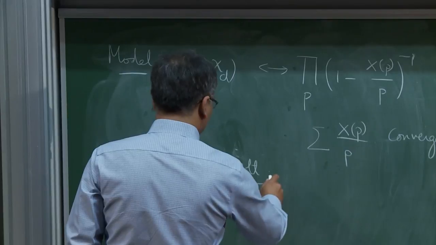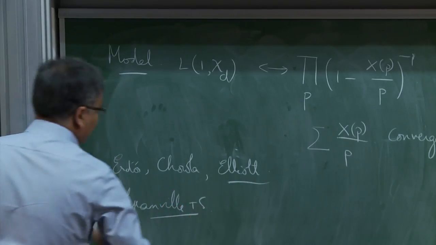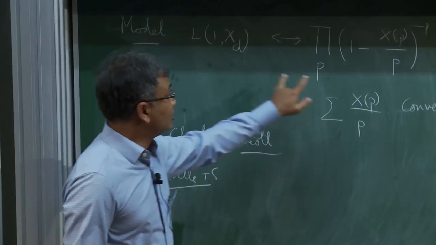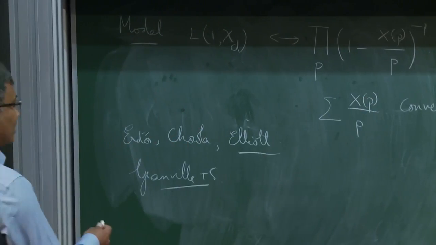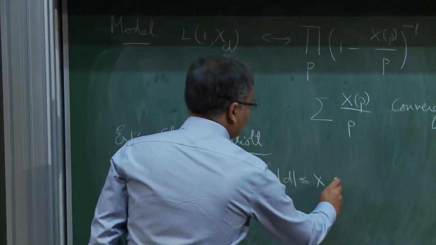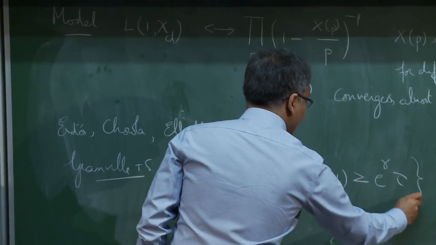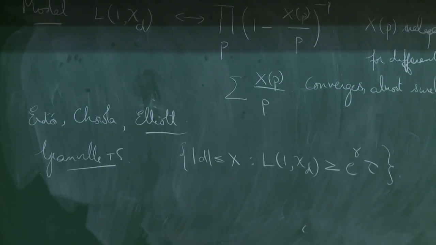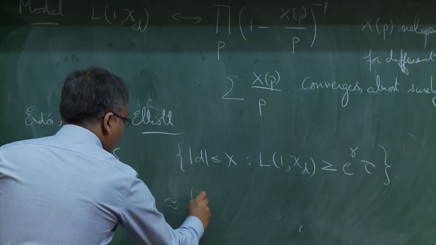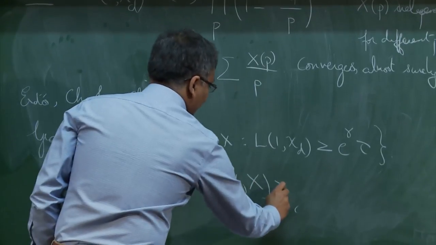And sometime back, maybe 10 years back now, Granville and I studied this carefully, trying to determine with what uniformity we can match the distribution of values of L1 chi d with the distribution of these random Euler products. So the way you do it is by computing the number of fundamental discriminants up to size x, for which L1 chi d is bigger than some number, which let me normalize as e to the gamma times tau. The e to the gamma is for this Mertens type constant that comes in this Euler product. And you would like to figure out when this is approximately given by this random Euler product, which let's call L1x, being bigger than e to the gamma times tau.